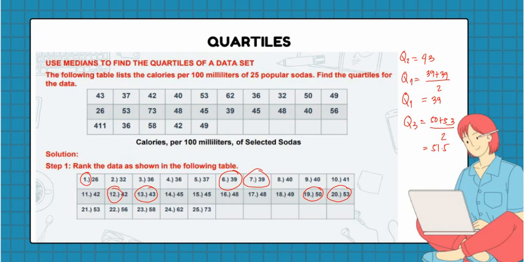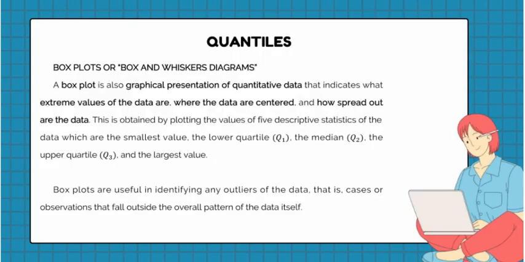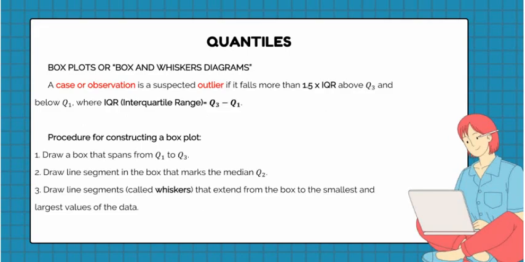Okay? And then also, we try to do a graphical presentation of our quartiles. Of course, we have to make use of our 5 descriptive measures, which are our smallest value, our Q sub 1, our median, our Q sub 3, which is our upper quartile, and our largest value. So if I am going to create what you call a box plot, or a box and whisker diagram, I am going to make use of this example.